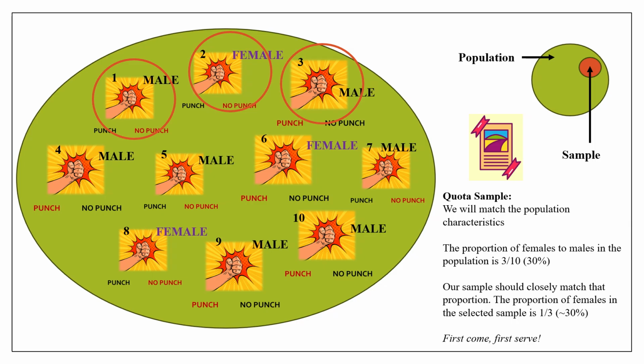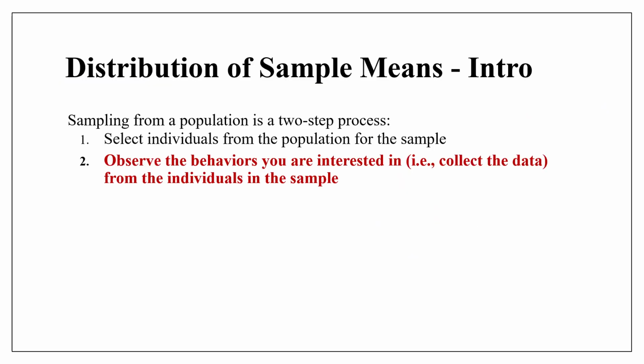But again, in a quota sample, we're still doing this on a first come, first serve basis. So it is going to be the first female. So we're not going to do any kind of raffle. It's just whichever female we see first, that's going to be our participant. And whichever 2 males we see first, they're going to be our participants. So those are the different ways in which we can select individuals to create our samples that will represent our population.